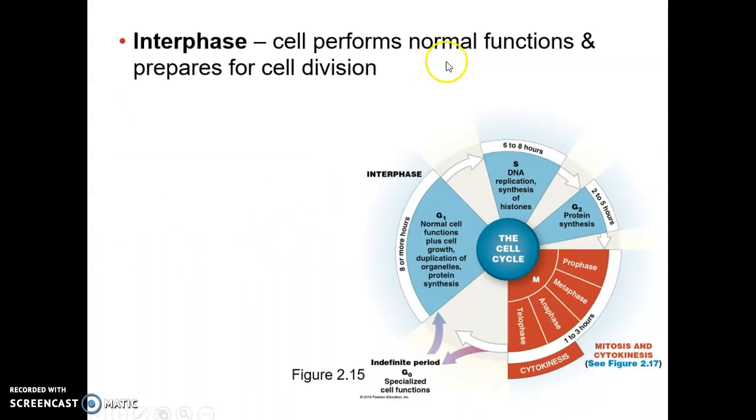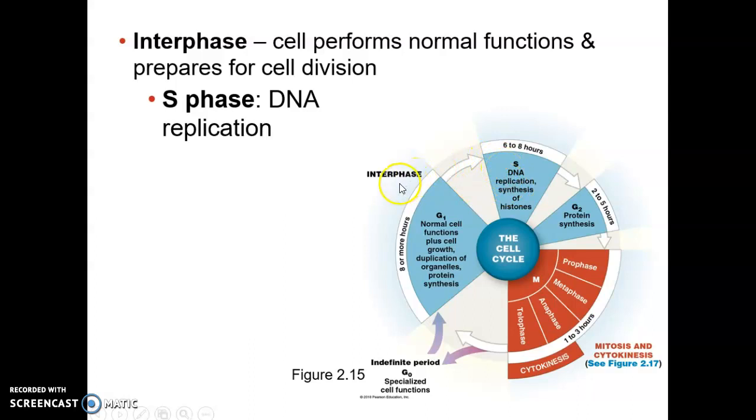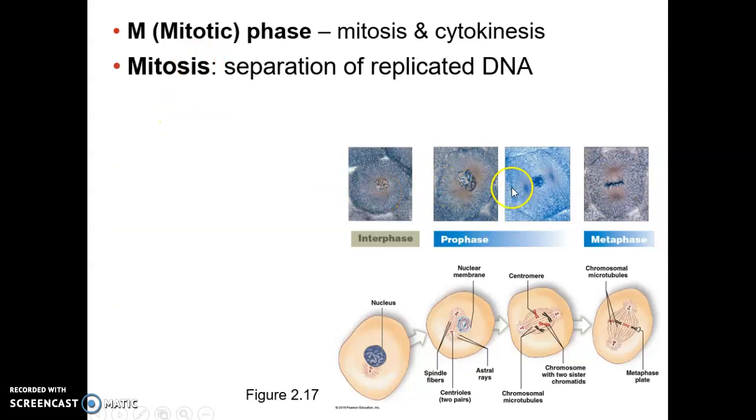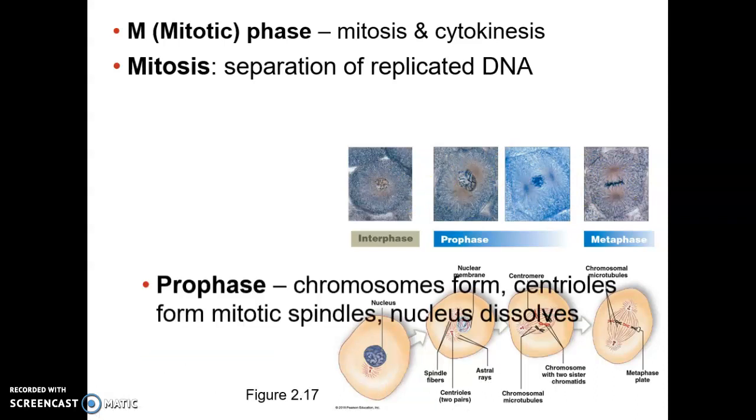So in interphase, the cell does what it normally does, prepares for cell division. In the subcomponent or subphase of interphase called the S phase, S for synthesis, meaning the DNA molecule gets copied, synthesized. The mitotic phase including mitosis and cytokinesis. So in interphase, the DNA material gets copied or replicated. Mitosis, the genetic material now in condensed form called chromosomes, gets pulled apart, separated in the mitotic phase of mitosis.